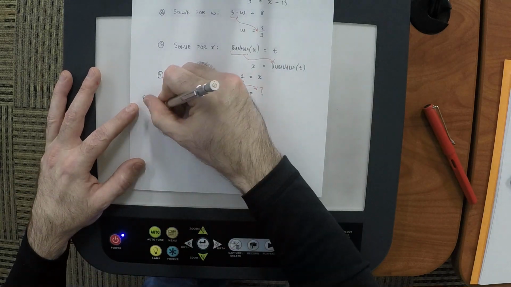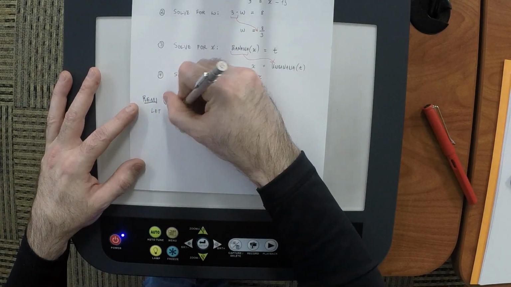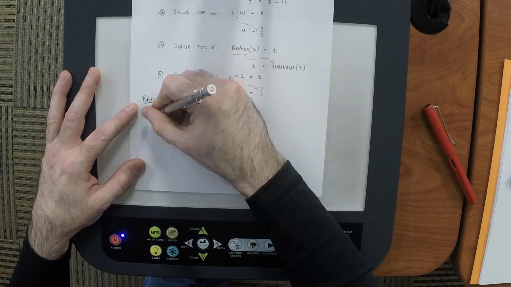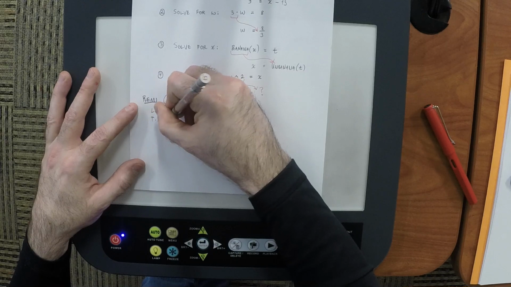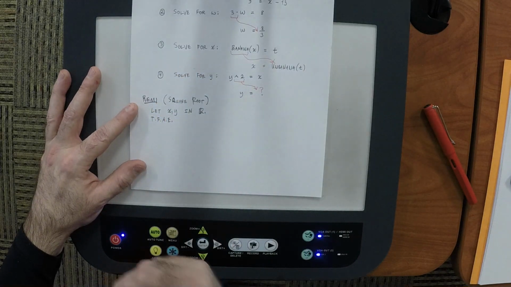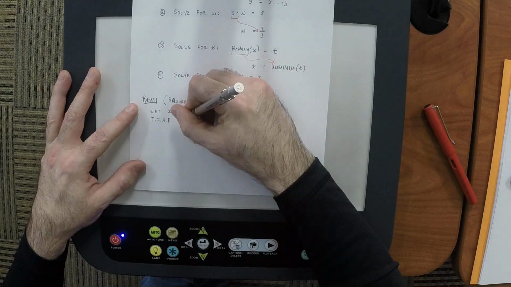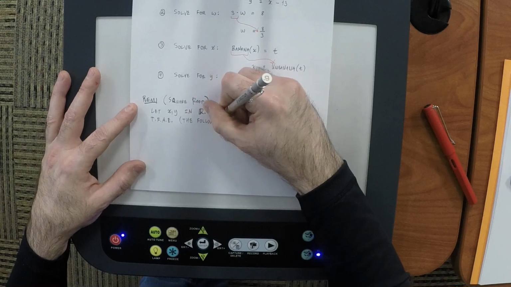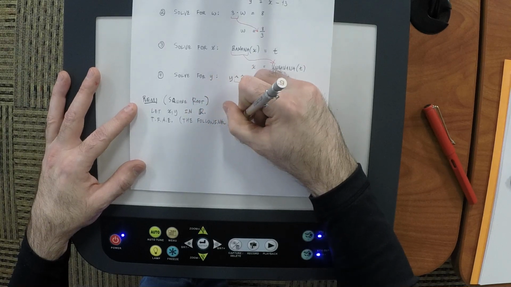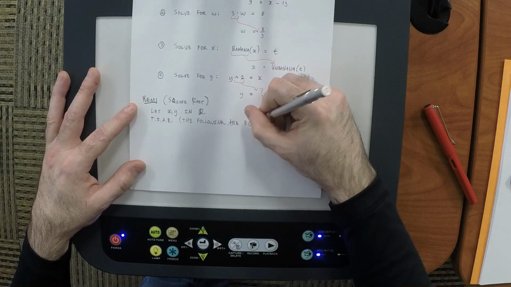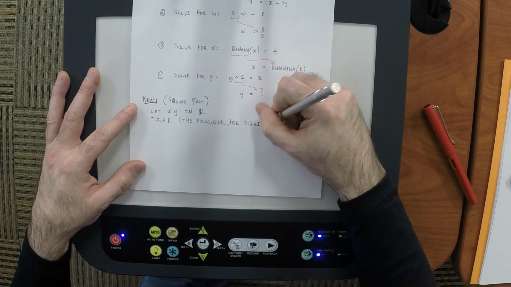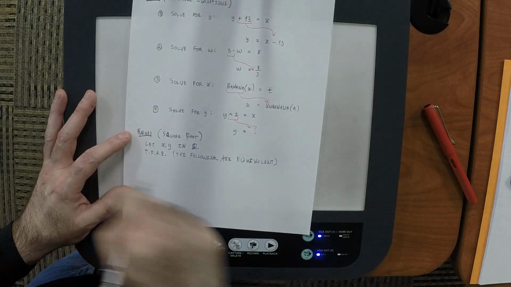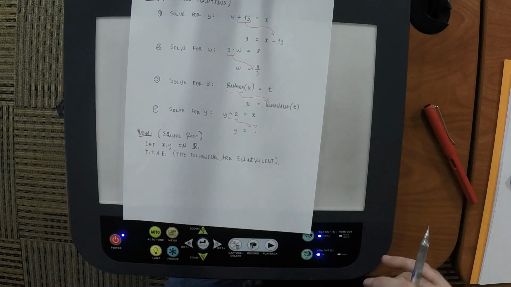Okay, so now I can say let x and y be in the reals. Then TFAE. This will be the last time that I remind you what that initialism means. TFAE stands for the following are equivalent.